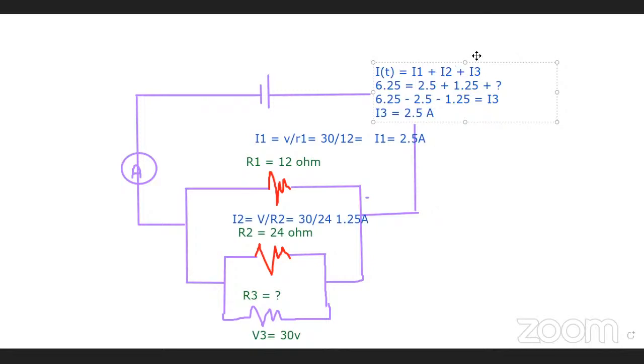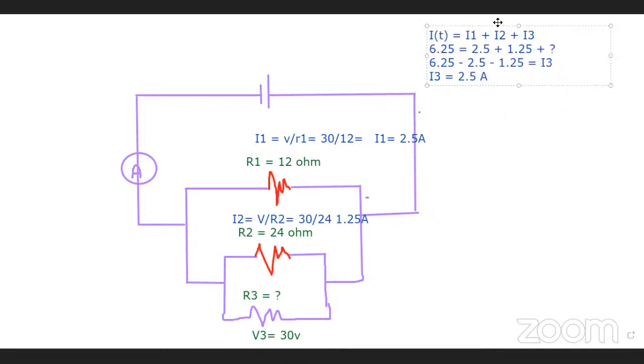Let me drag it here, and let me change the color as well, so it is clear for you. Now this is the value of I3. Now we have the voltage here, and we have the current I3 here. Can we find out the resistance? How? R is equal to V over I, so 30 divided by 2.5.